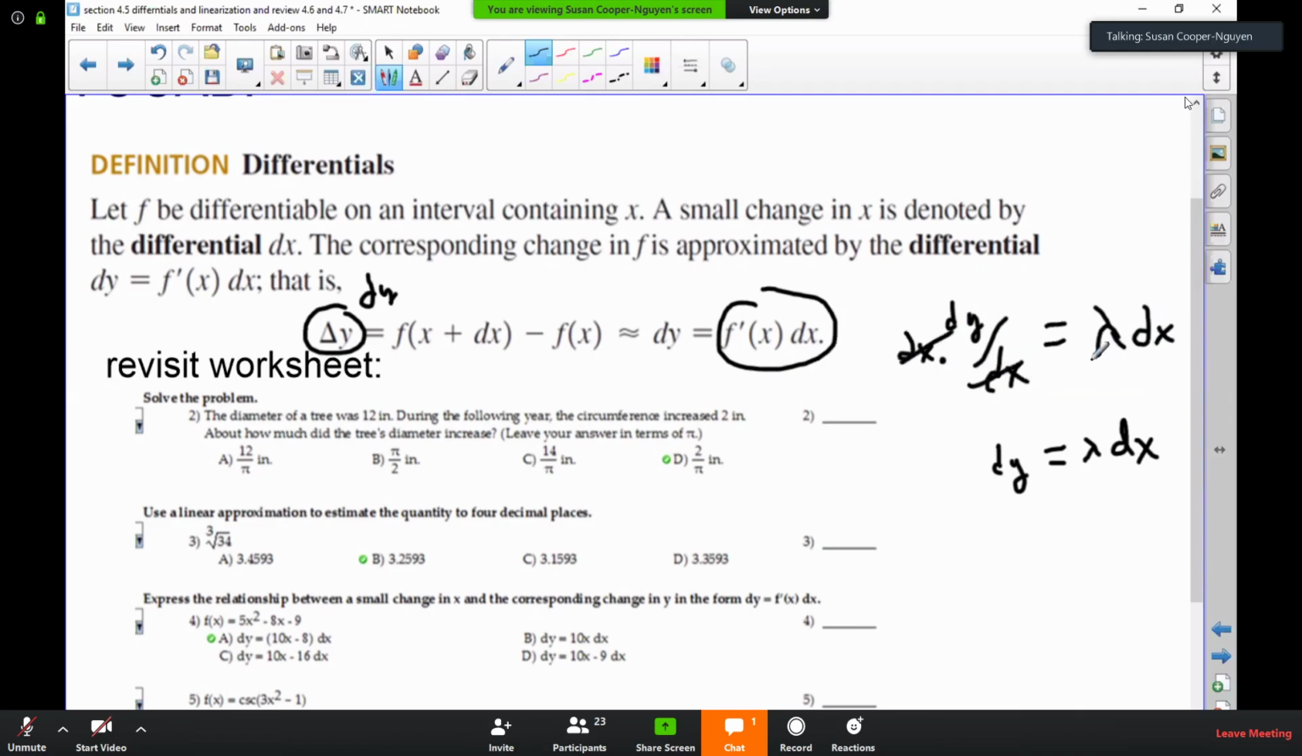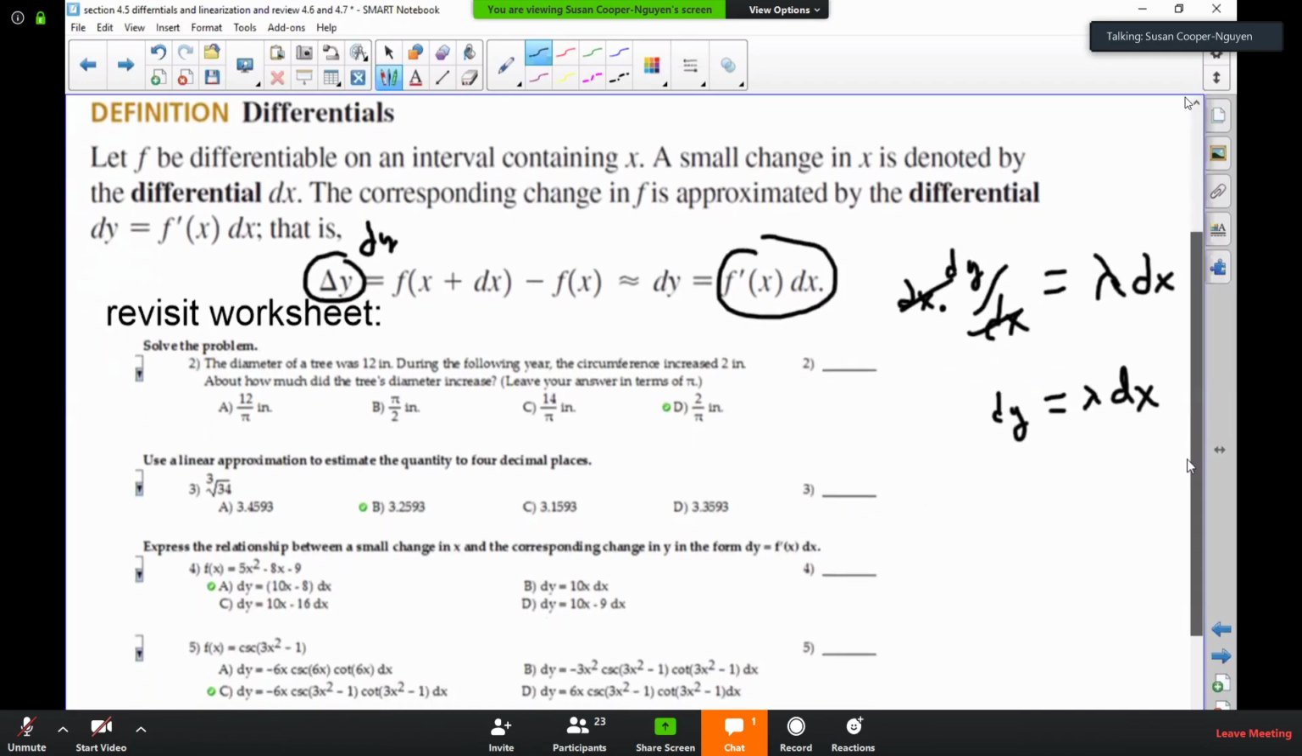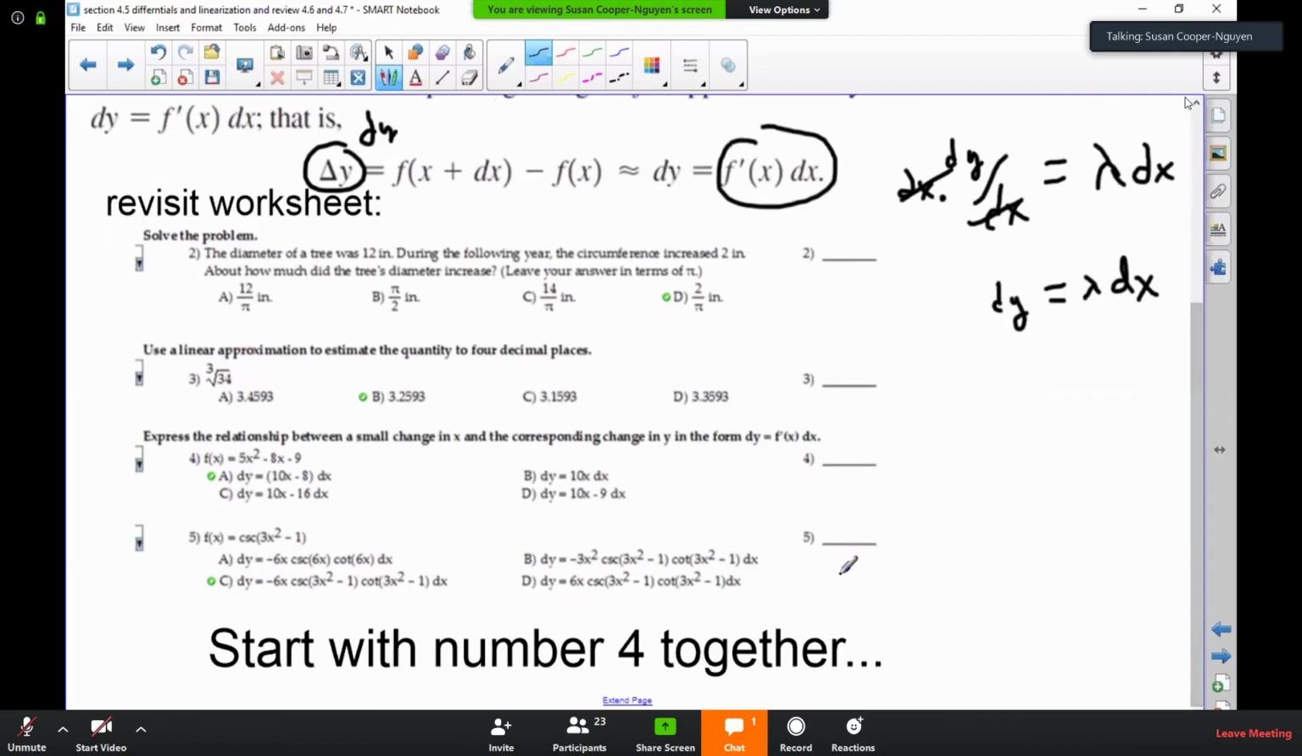And saying dy can be found by taking lambda times dx. Now, when you first read that, it's like, okay, well, what does that mean? So we pretty much have to dive right into an example and see what happens.